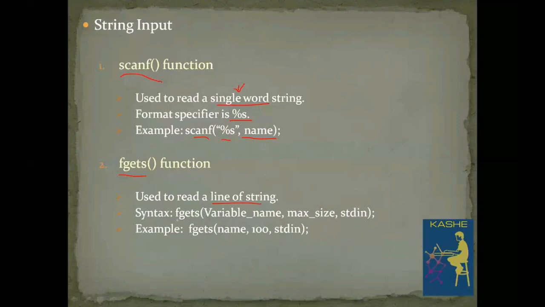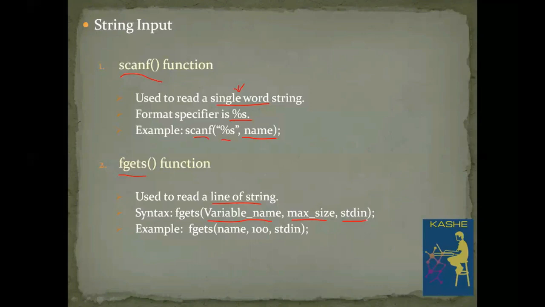So fgets takes 3 arguments here. See, the first argument is the name of the character array variable, and the second one is the maximum size. The maximum number of characters you want to read, that is the maximum size you have to include. And then we need to use stdin as the third argument.